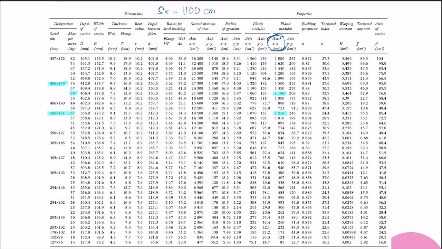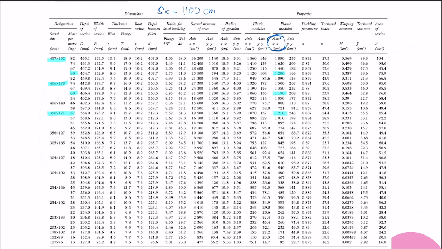Or perhaps I can also choose this one. Actually, you just need to find one section only, okay? As long as it's bigger than the SX we calculated from the moment, okay? But in this example, I show you 3 sections, okay? So we can differentiate each section, and it's up to you which section that you're going to choose.